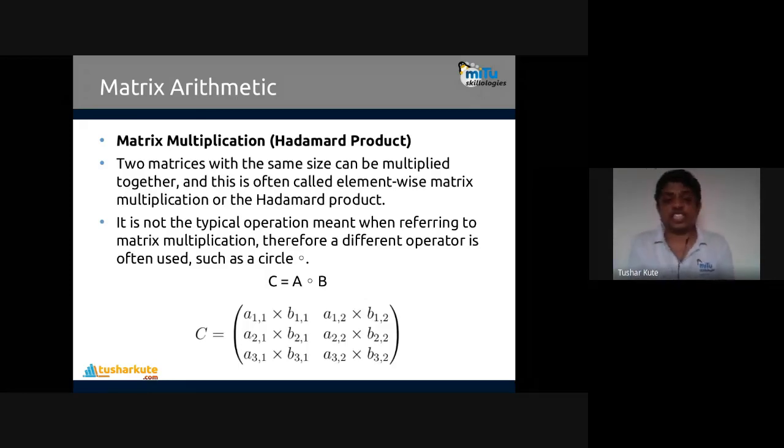So matrix multiplication is different. Remember, matrix multiplication is actually different. There are two different ways by which you can do matrix multiplication. The first is called the Hadamard product. Two matrices with the same size can be multiplied together, and this is often called element-wise matrix multiplication or the Hadamard product. It is not the typical operation meant when referring to matrix multiplication. It is not actually matrix multiplication, a different operation. That's why it is termed the Hadamard product over here. Therefore, a different operator is used.